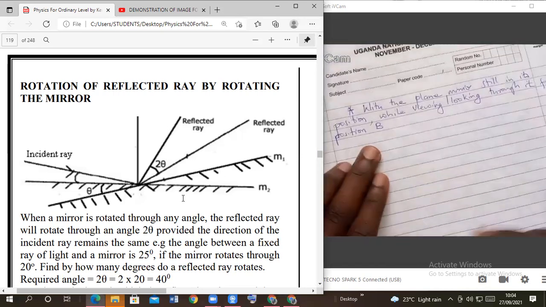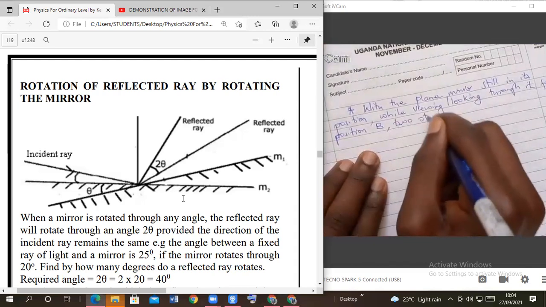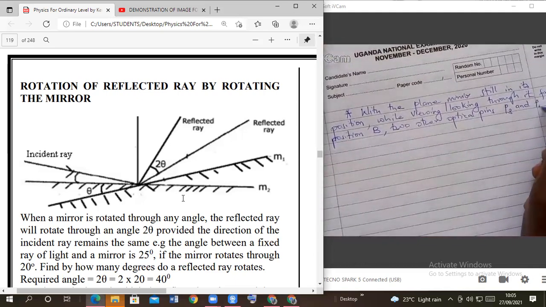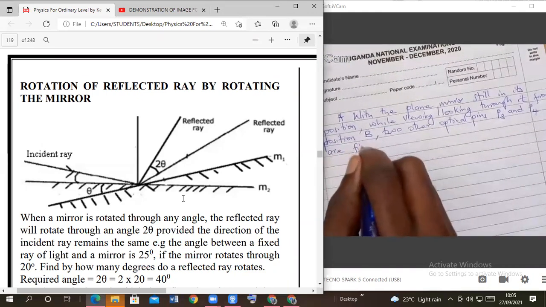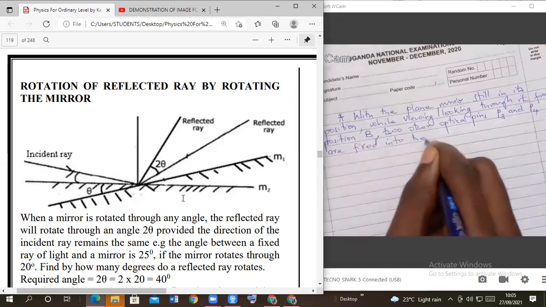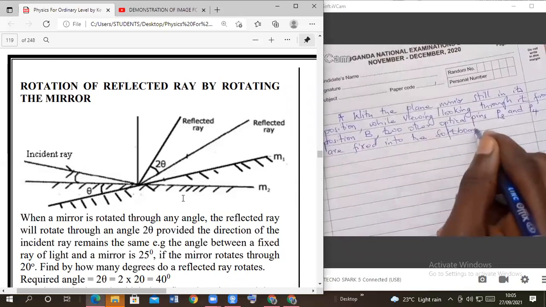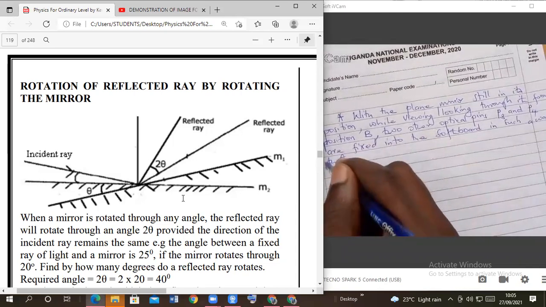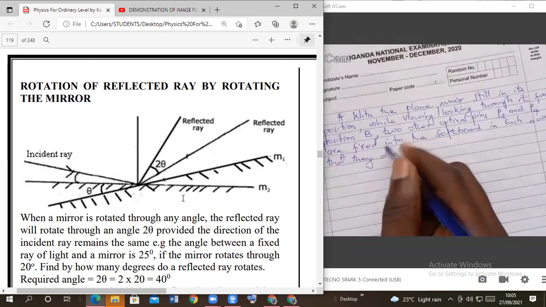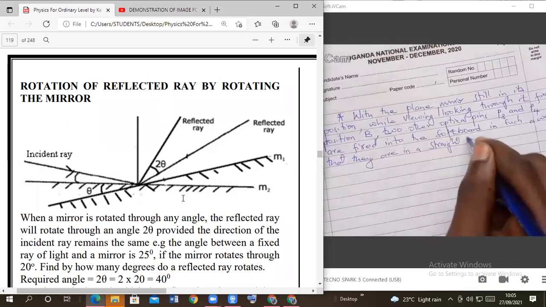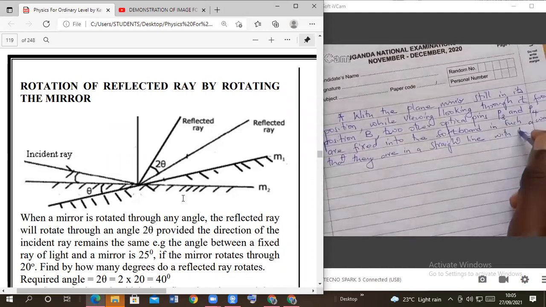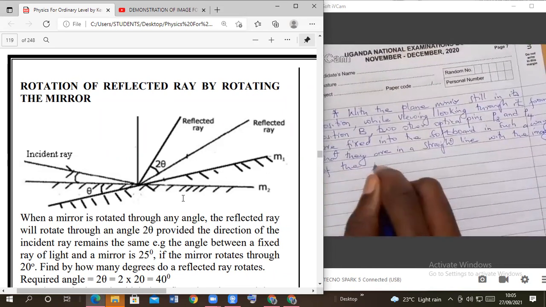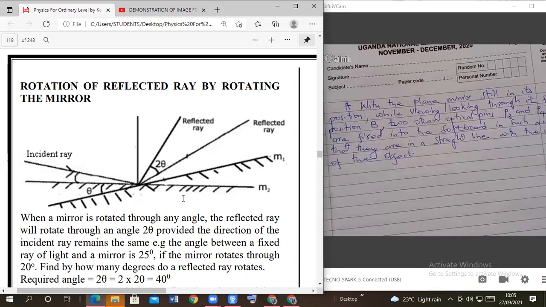Side B. In position B, two other optical pins, P3 and P4, are fixed into the softboard in such a way that they are in a straight line with the image of the object. Are you together, members? Are we together?